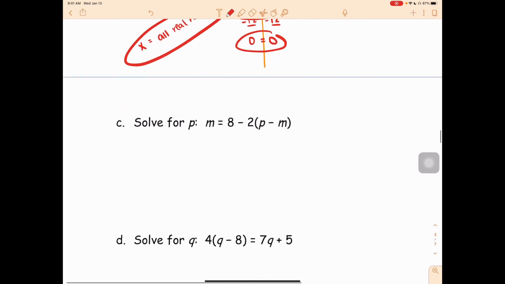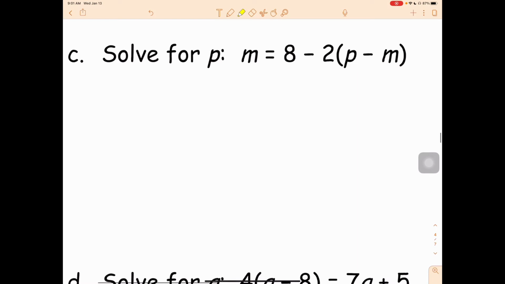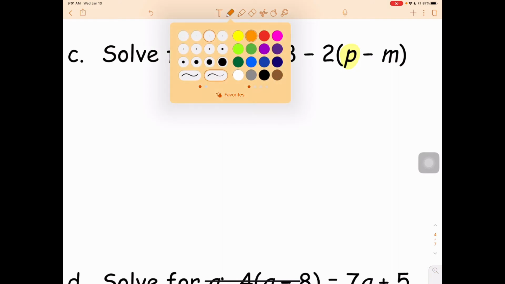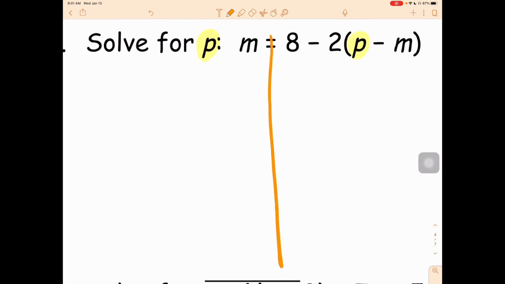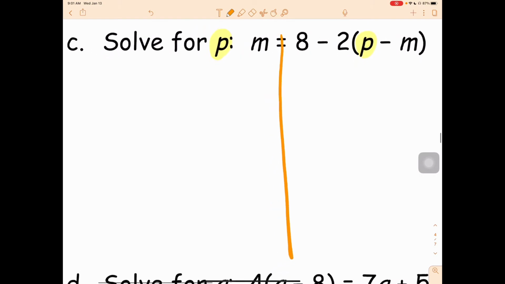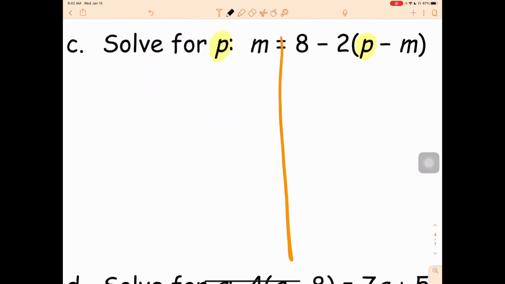Okay, so now here's for part C. It says solve for p. Okay, so for p, I see that it's only on the right side. So we just have to start simplifying first and then start moving all the other terms away from the variable p. Okay, so my first step here is looking at the left-hand side, all I have is an m. So I'm just going to leave it as an m.